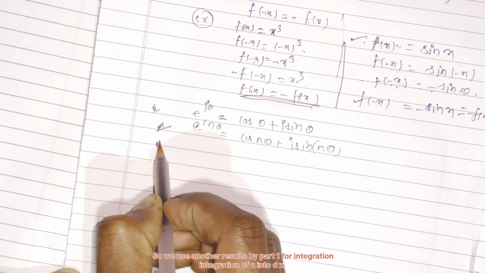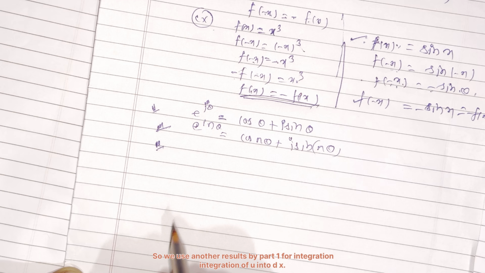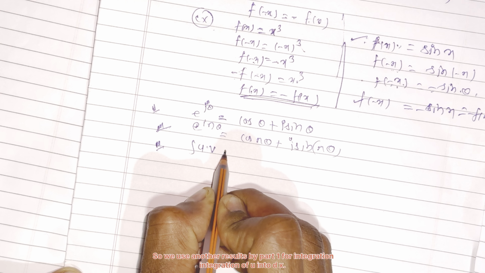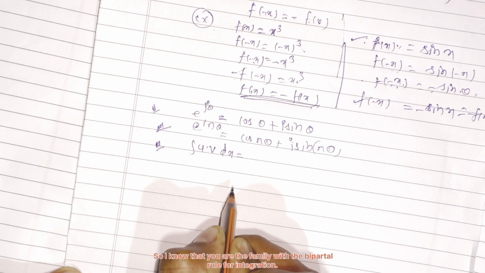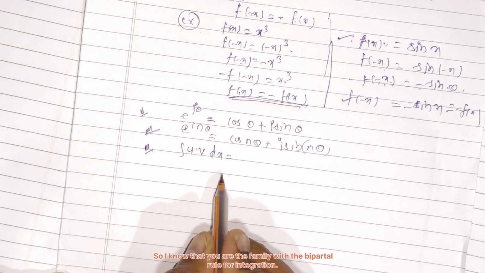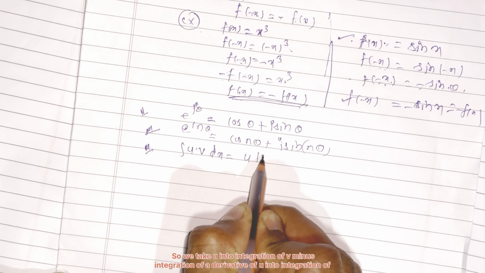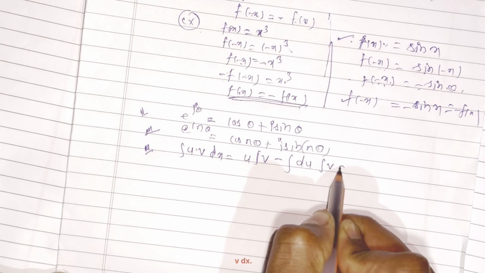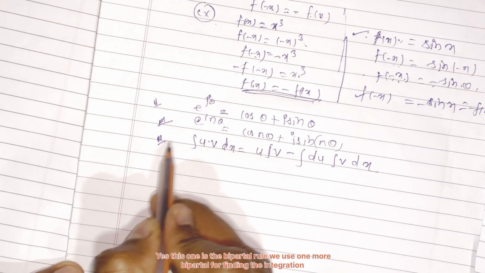So we use some other results. The by-parts rule for integration of u into v dx. I know that you all are familiar with the by-parts rule for integration. We take u into integration of v minus integration of the derivative of u into integration of v dx. This one is the by-parts rule.